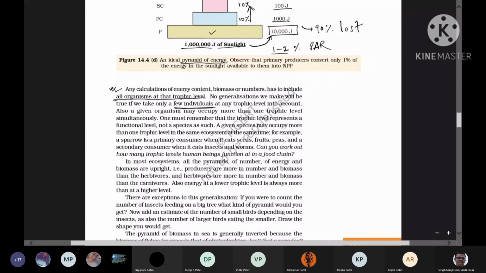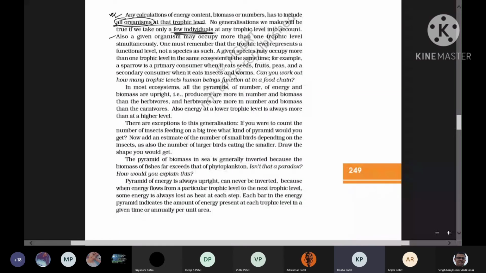Also, a given organism may occupy more than one trophic level simultaneously. One must remember that the trophic level represents a functional level, not a species as such. A given species may occupy more than one trophic level in the same ecosystem at the same time. For example, a sparrow is a primary consumer when it eats seed, fruit, peas, and a secondary consumer when it eats insect and worms. Can you work out how many trophic levels human beings function at in a food chain?